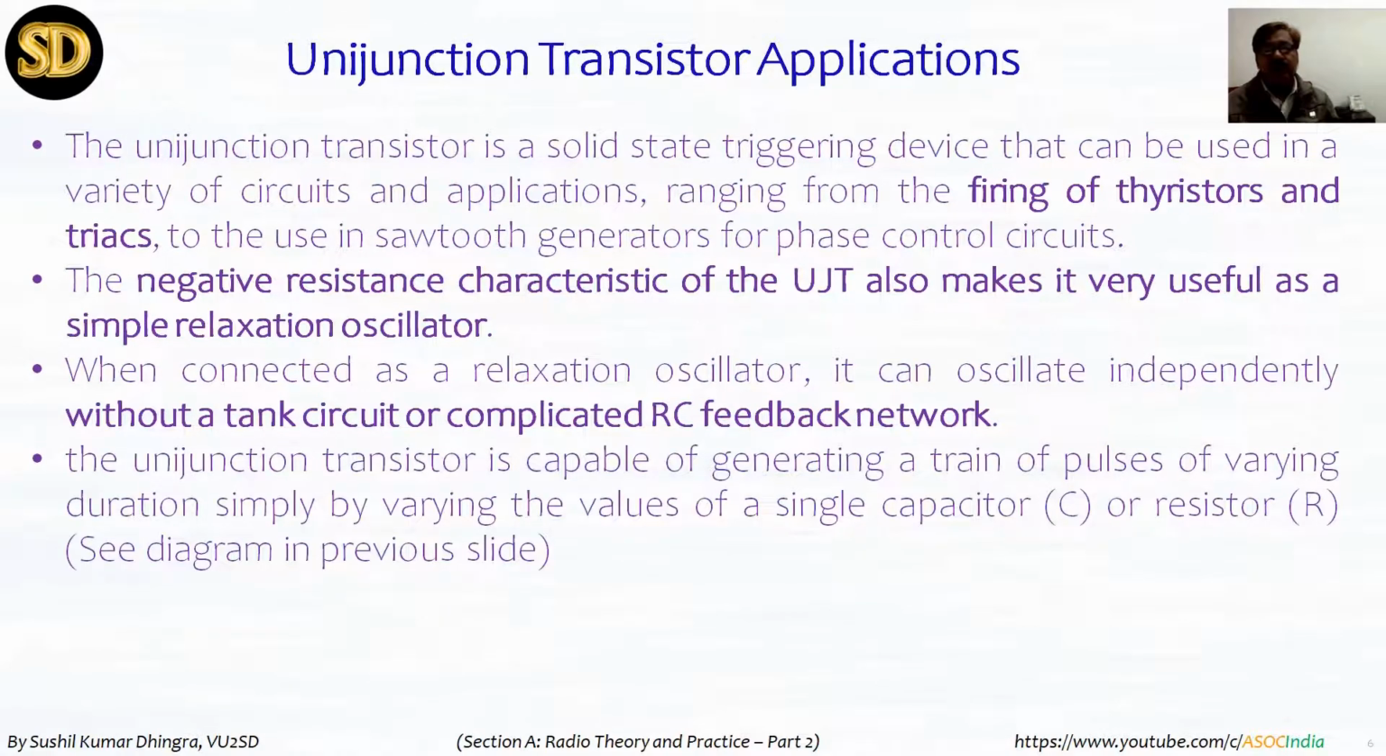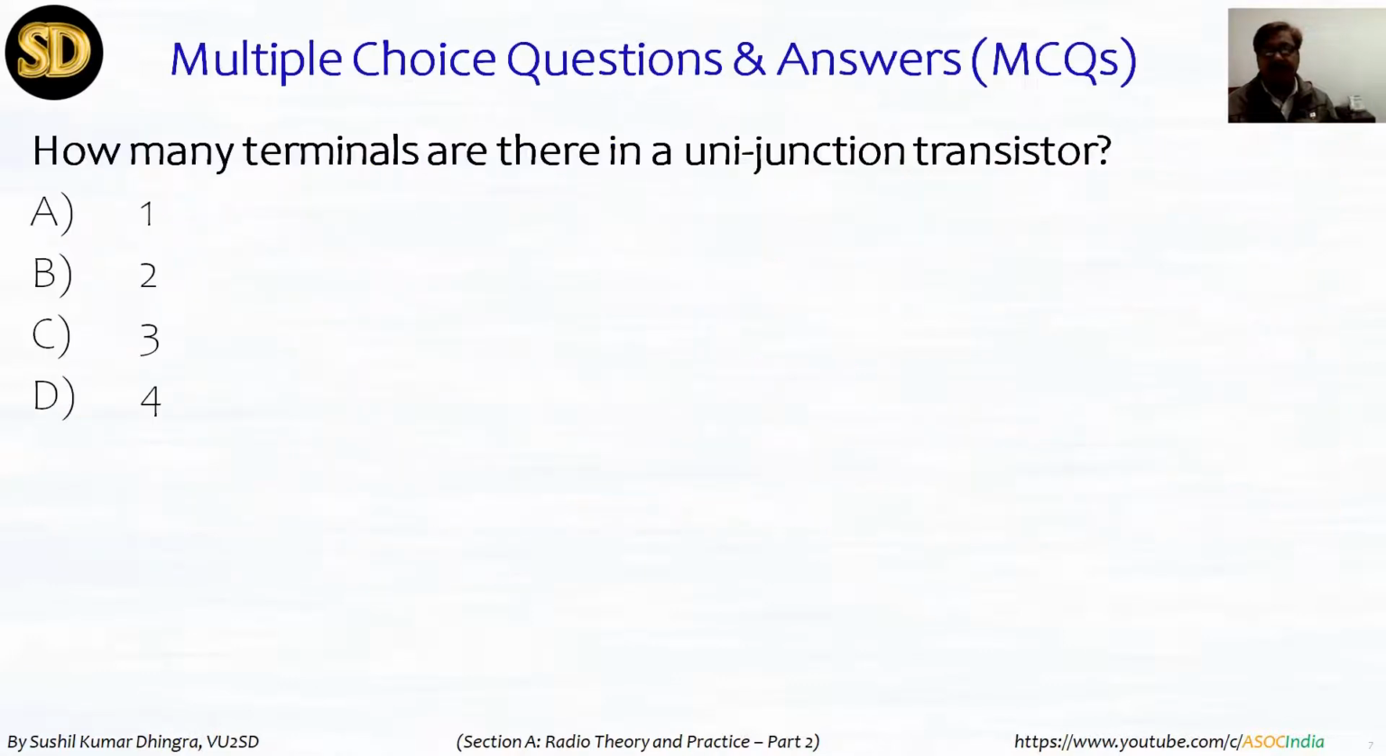This unijunction transistor is capable of generating trains of pulses of varying duration simply by varying the value of a single capacitor C and resistor R. I already showed you in previous slides. Keep it in your mind.